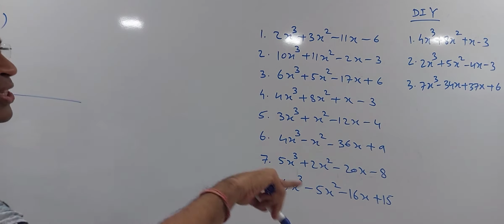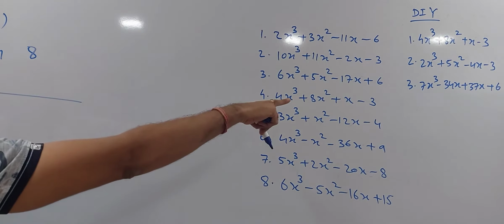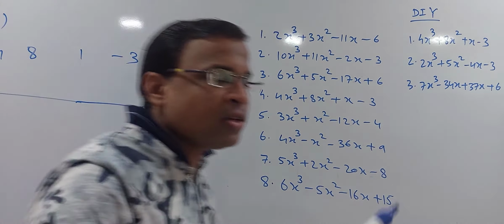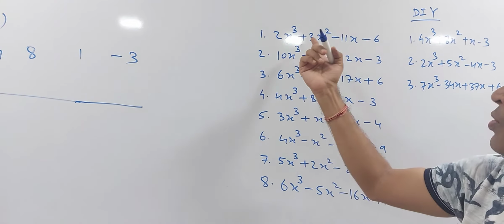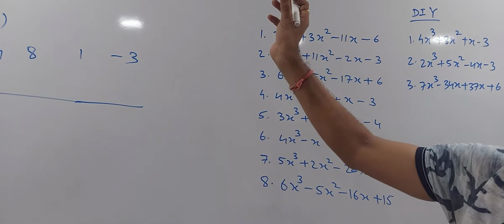I am jumping to the synthetic division method. So it is 4, it is 8, 1 and minus 3. See, if you see the pattern which I am following, for the very first question, what I told you was, divide by 2 and then factorize.